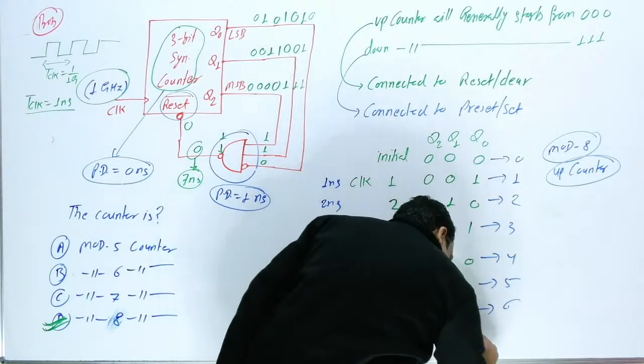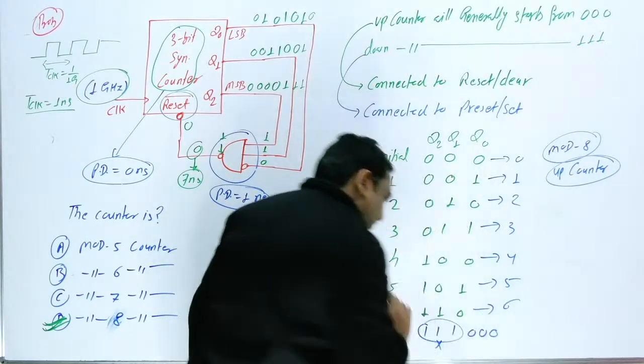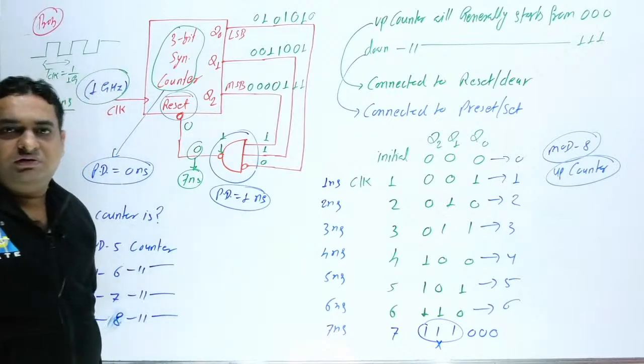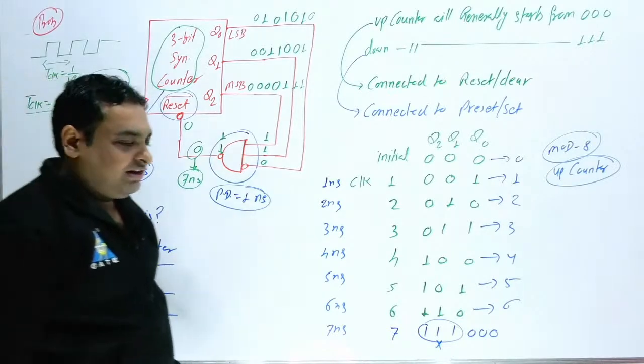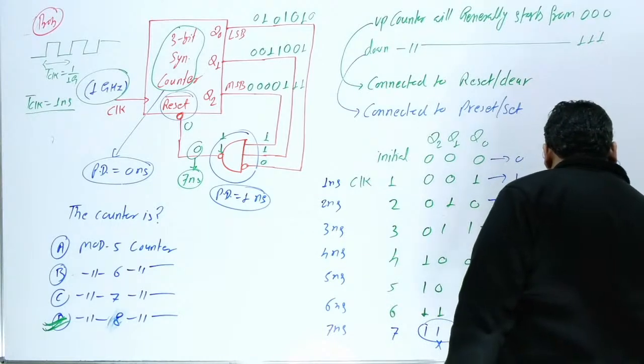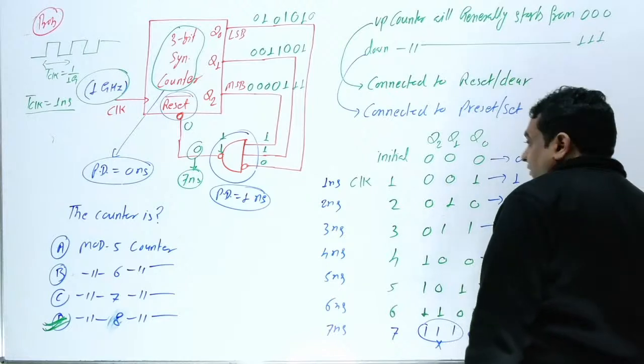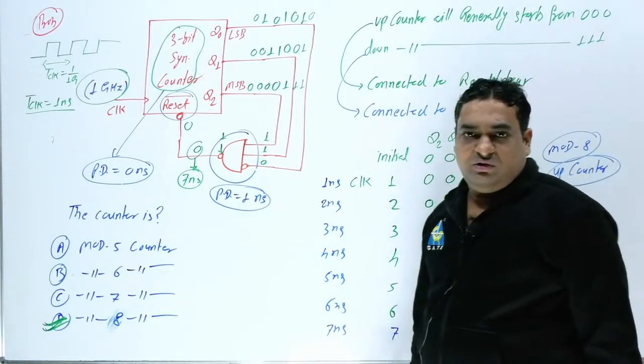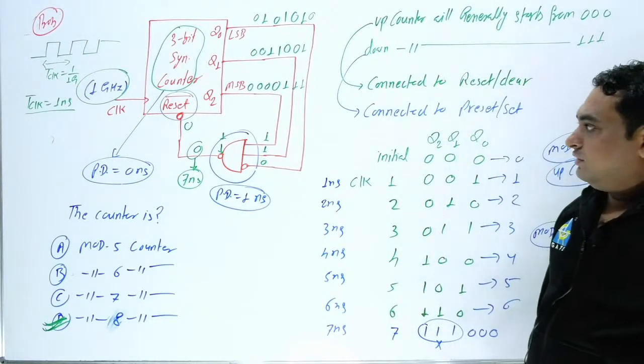You will get 0 0 0 here. So how many states are you getting? 7 states. So this is nothing but a mod 7 counter. Easily we can handle this category of question.